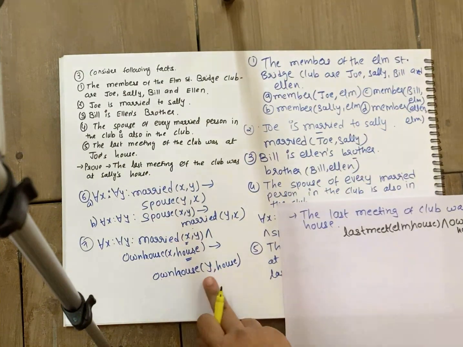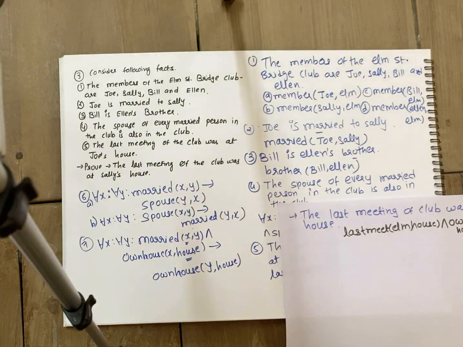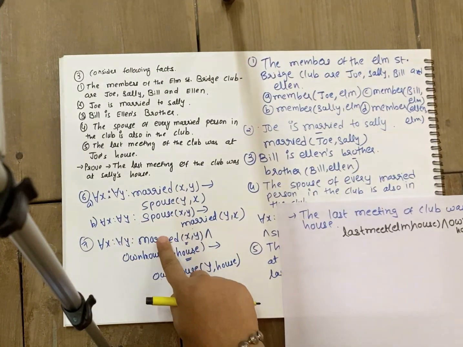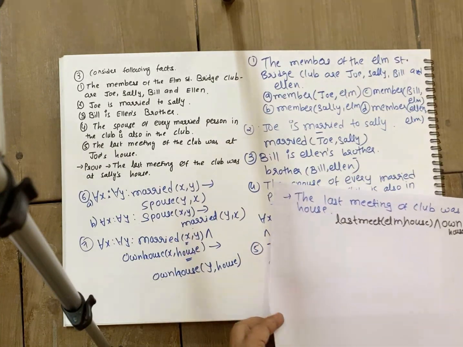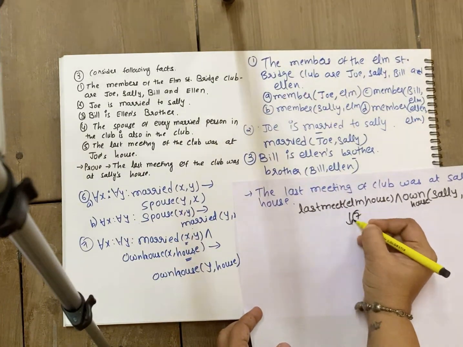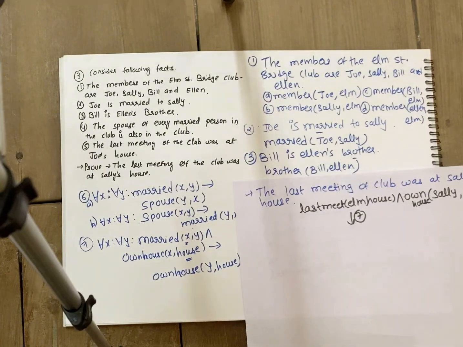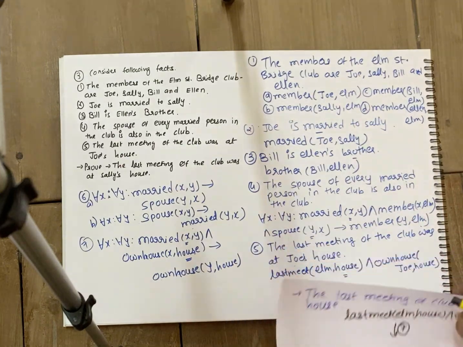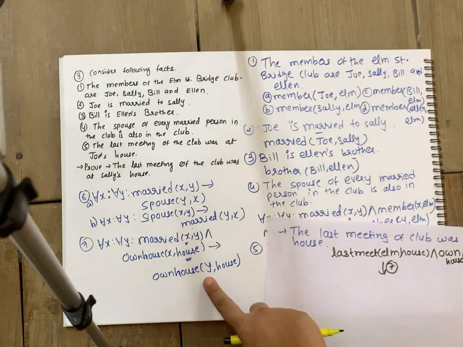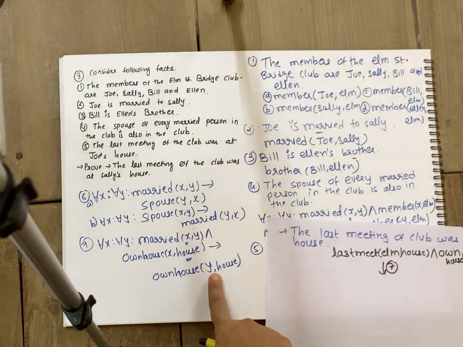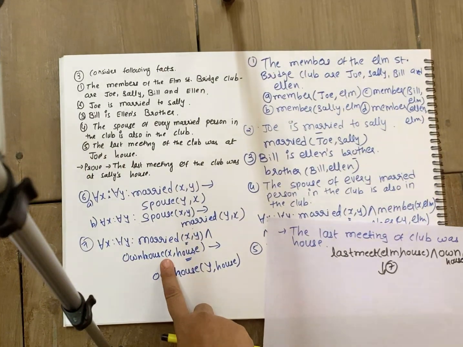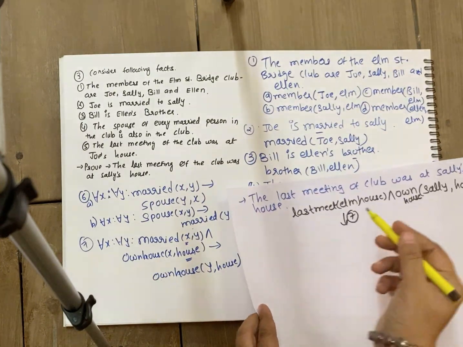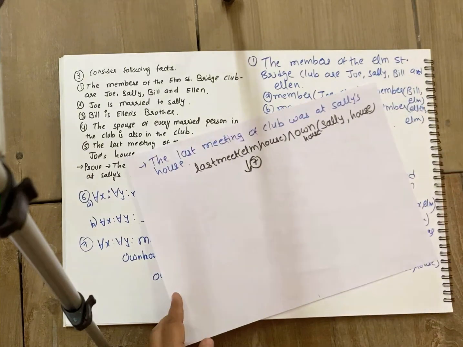So see, own house, Y comma house is available over here at fact number 7. So if we use it and we substitute by this married and own house, so what will happen over here if I substitute? Why I am substituting by 7? Because see, we know we have the fact about Joe, that last meeting of the club was at Joe's house. So we have to relate Sally with the Joe. Okay, so if we use this, Y is going to be Sally and X is going to be Joe. So I am smartly using the fact number 7 over here. So last meeting predicate remains as it is.